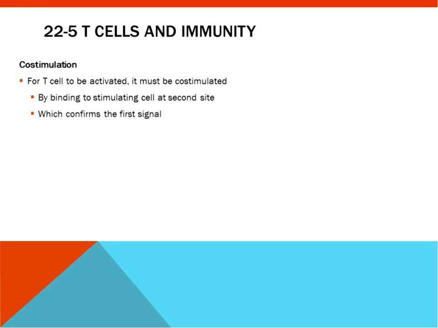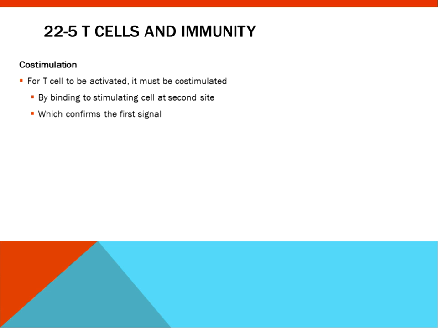Co-stimulation is a process by which helper T cells have to be activated before they can make copies of themselves and do their job. What this co-stimulation process entails is that even though the T cell may recognize that, okay, that's the antigen that we need to fight, we need to have something confirm that. So the confirmation process is what we call co-stimulation. For a T cell to be activated, it has to be co-stimulated.